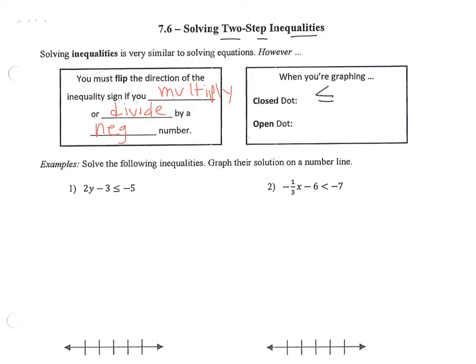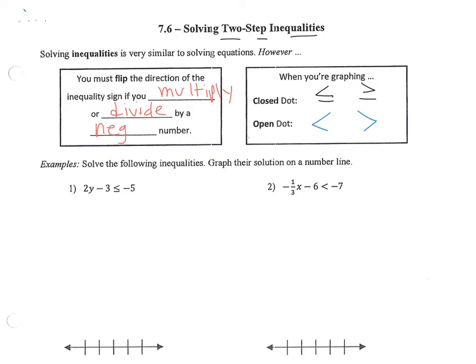Closed dots if it's less than or equal to or greater than or equal to. It's going to be an open dot if it's less than or greater than. So you're going to use the same rules for solving equations as you do for inequalities, but then you just have to graph it at the end.